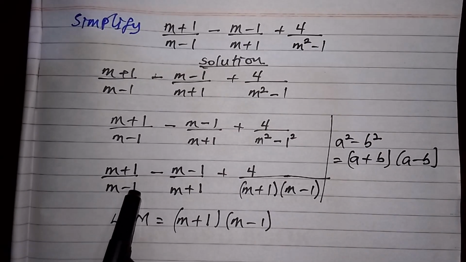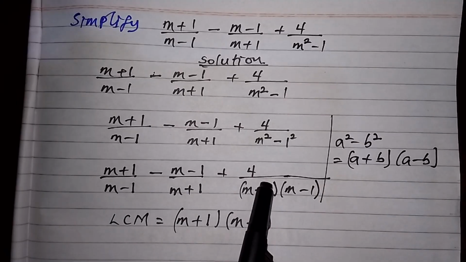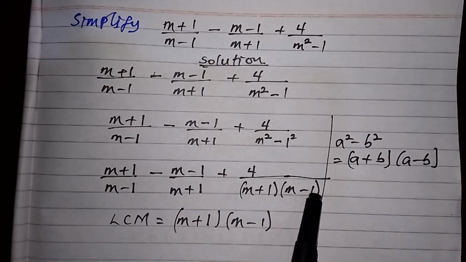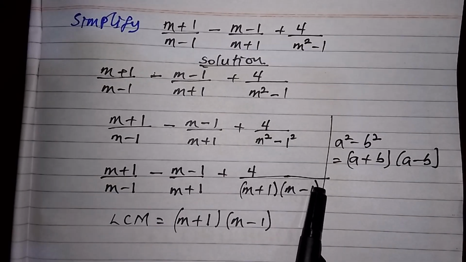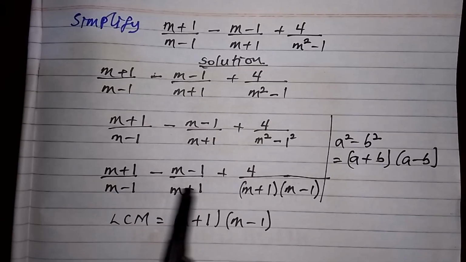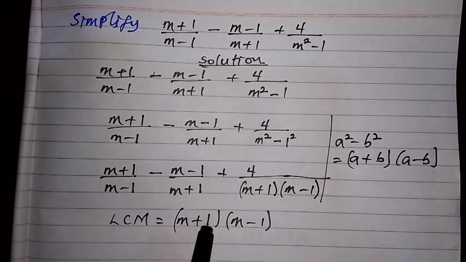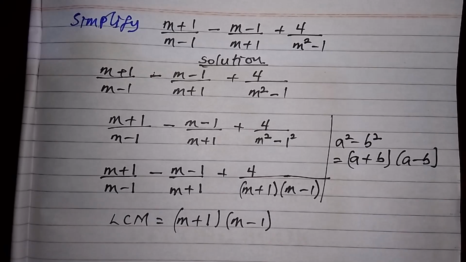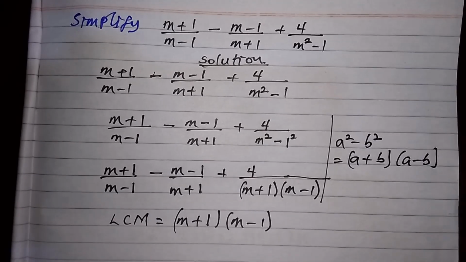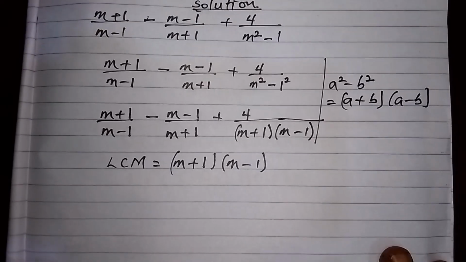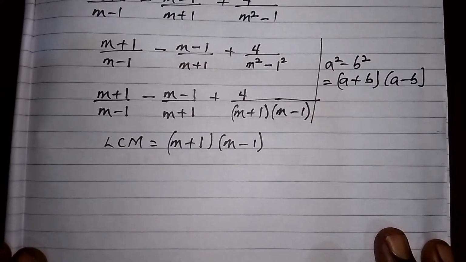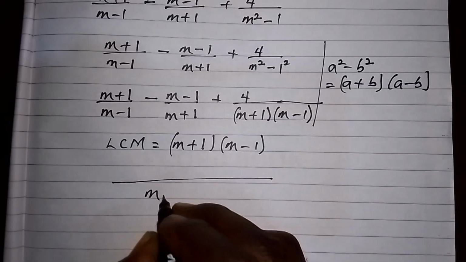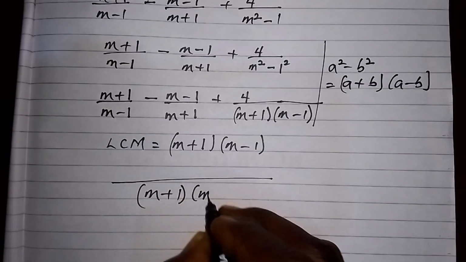m minus 1 can be found here, and m plus 1 can also be found here. So whether we multiply these two, it is the same thing we are seeing over here. So we just take this as the LCM. Now, we go ahead by dividing the whole fraction by the LCM. Like I said, for a fraction, we divide by the LCM; for an equation, we multiply through by the LCM. So I have my LCM of (m plus 1)(m minus 1).